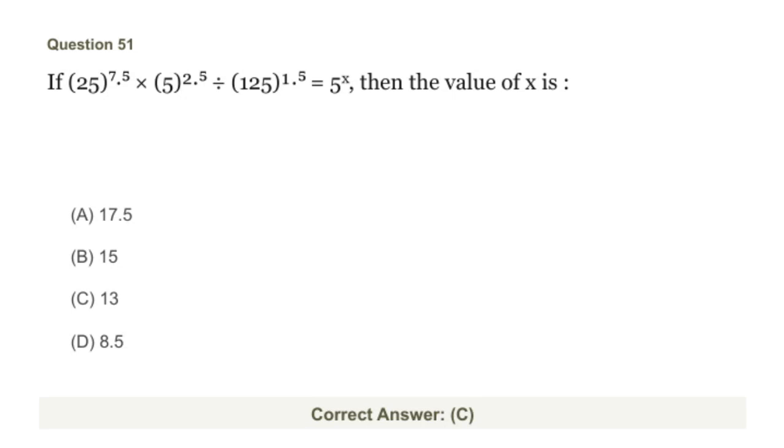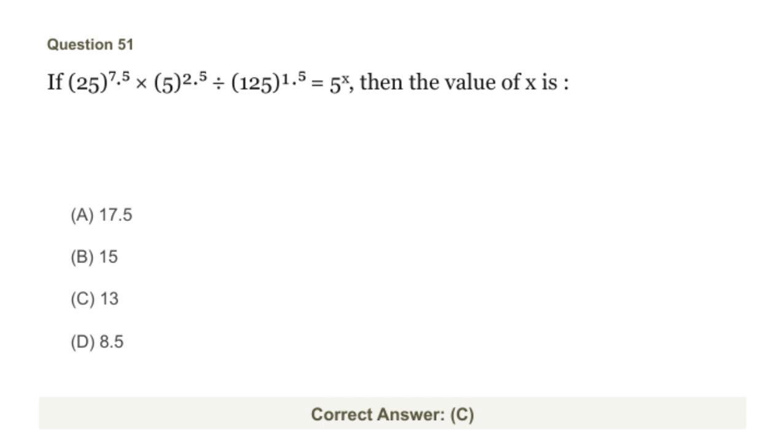All right, let's walk through this problem step by step. We are asked to find the value of x in the equation: 25 to the power of 7.5 multiplied by 5 to the power of 2.5, then divided by 125 to the power of 1.5, and the result is equal to 5 raised to the power of x.